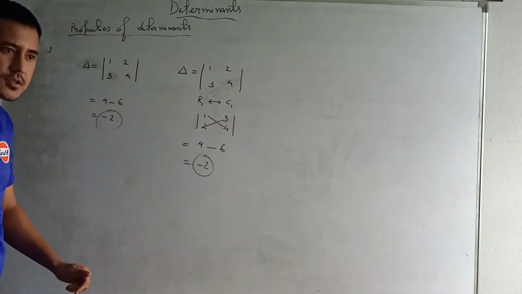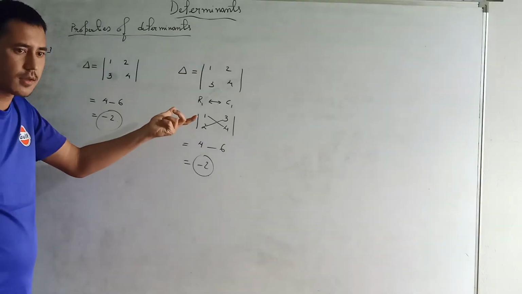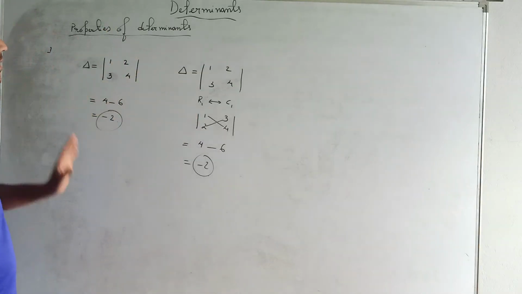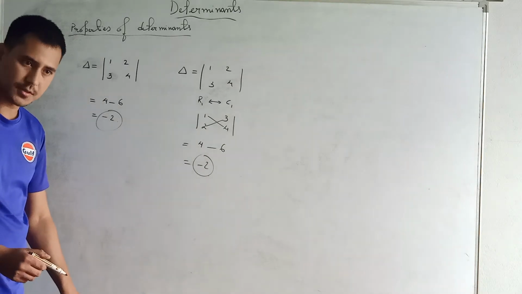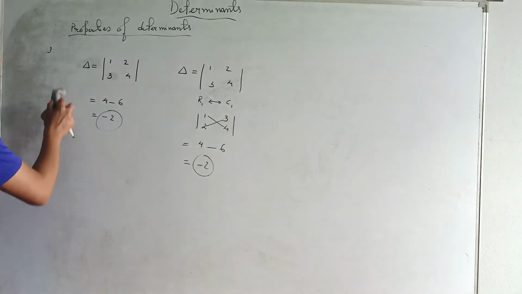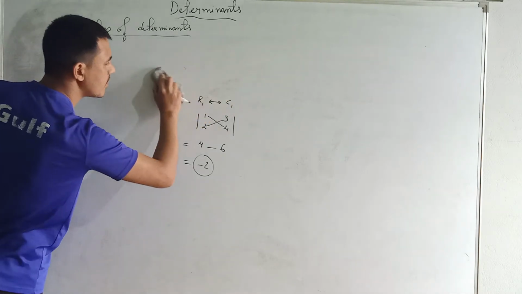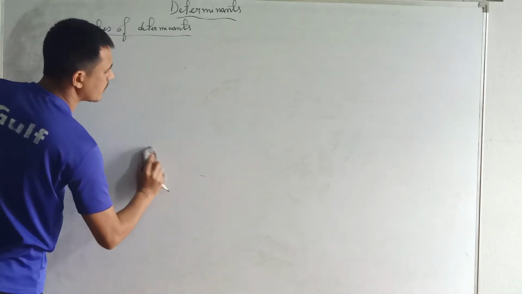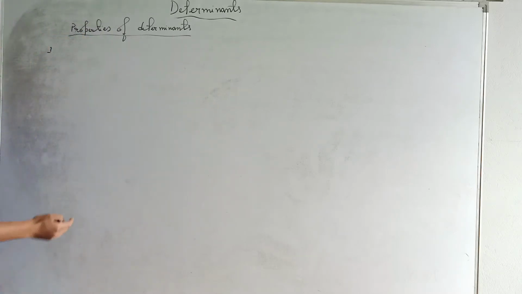determinant are interchanged. Is that clear to you? Okay, that is the first property. So the value of the determinant remains unchanged even if its rows and columns are interchanged. That is the first property.